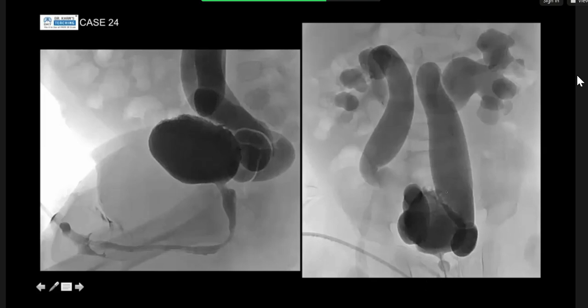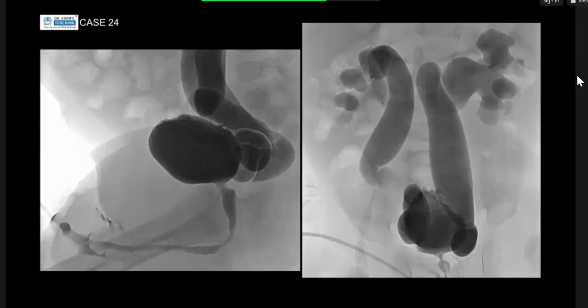Micturating cystourethrogram. I can appreciate in the first image that there is a mildly irregular outline of the bladder. Otherwise, there is grade 5 reflux appreciated on both sides on the serial next image, with ballooning of the calyces more on the left side and blunting of the papillary impressions.